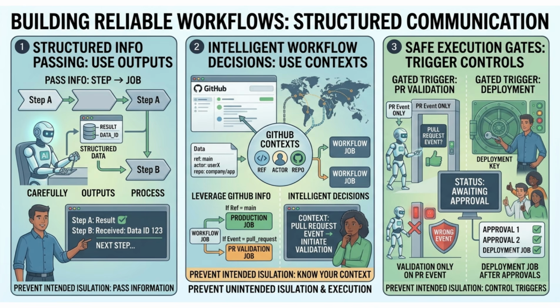Building reliable workflows. Reliable workflows require structured communication between jobs and processes. Best practices include: use outputs to pass information between workflow steps and jobs in a structured way. Use context, leveraging GitHub context information for intelligent workflow decisions. Safe triggers ensure workflows execute only in approved situations. For example, pull request validation should only run for pull request events. Deployment jobs should only run after approvals. The goal is to prevent unintended execution.